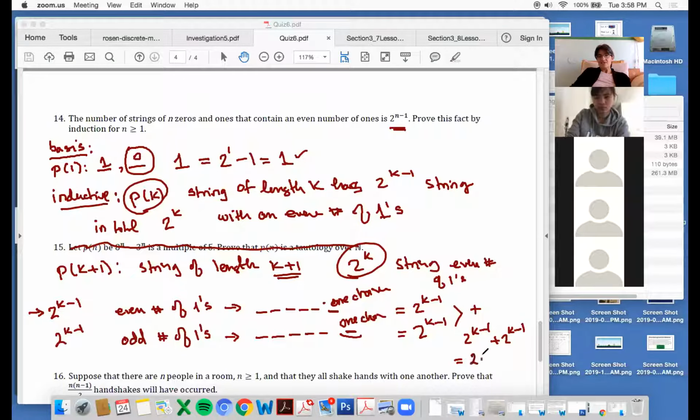This is 2^k minus 1s, which is going to be 2 to the k, right? And that's what I wanted to show. I wanted to show that there were 2 to the k strings with an even number of ones. Okay, thank you. All right, any questions with this problem?